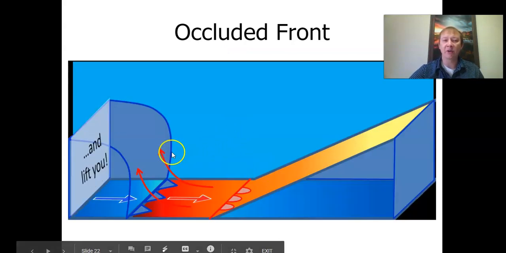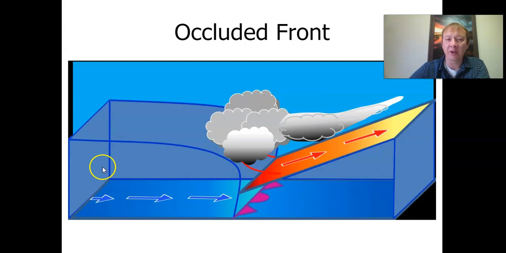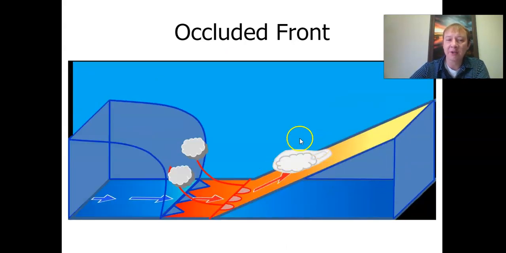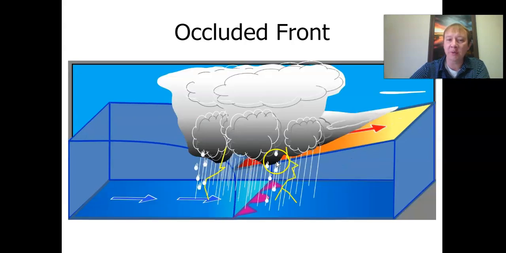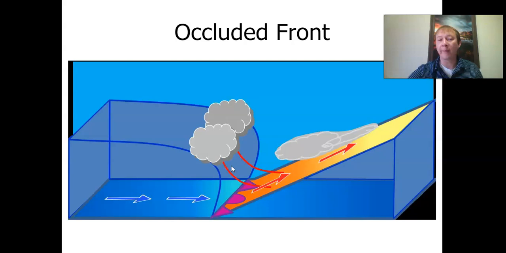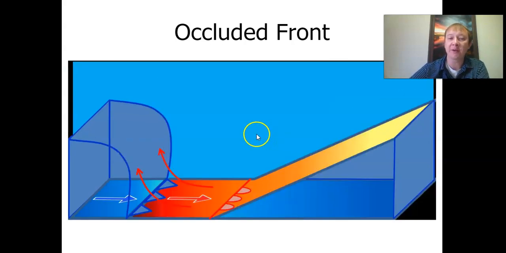So here we have our occluded front, where we have kind of the cold air mass pushing, and basically another cold air mass to the other side. So we have this warm air that gets trapped in between. So what it does is it simply pushes all that warm air up very quickly, and this is why we get some more violent storms.